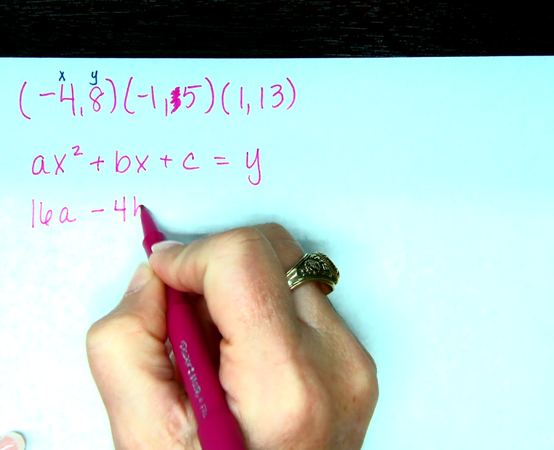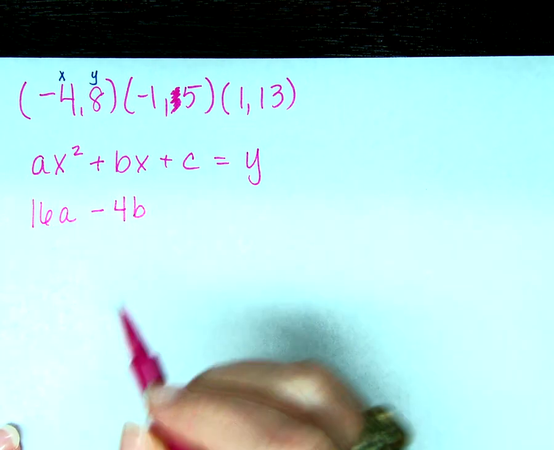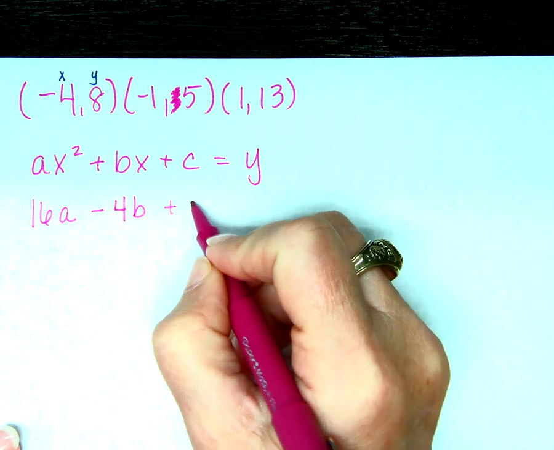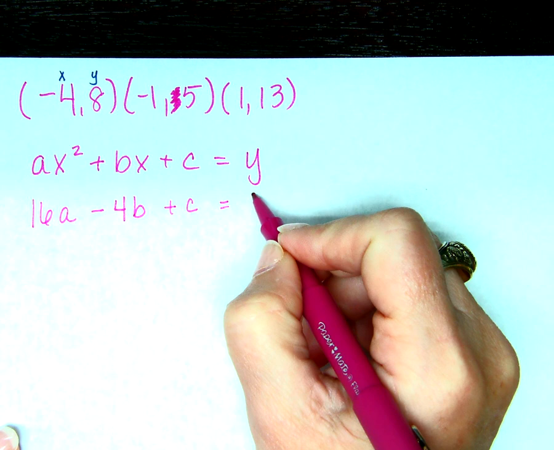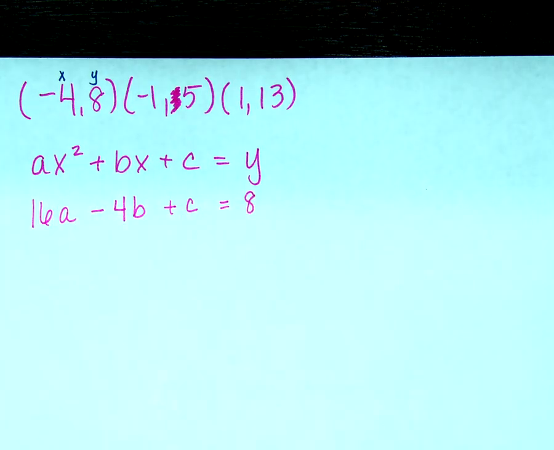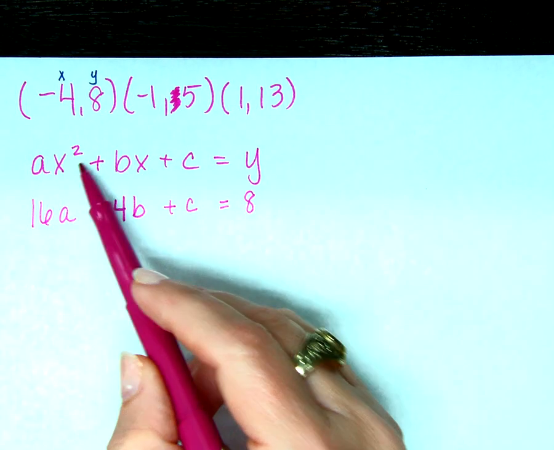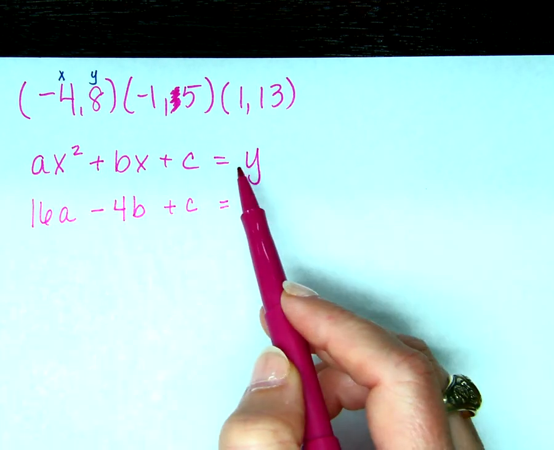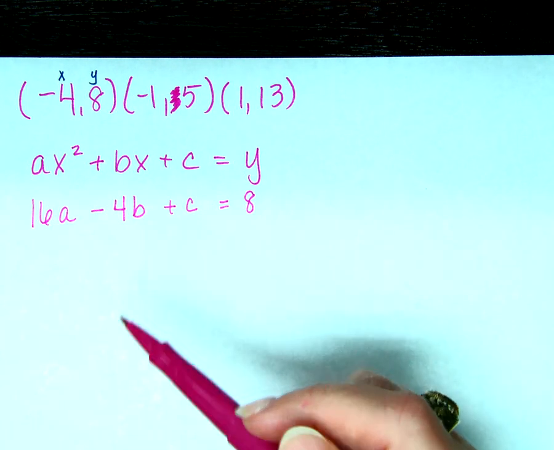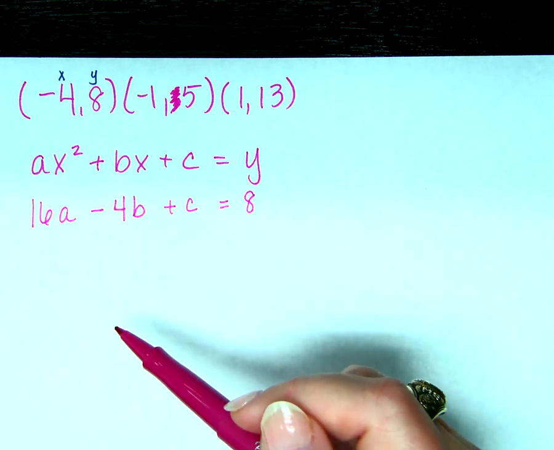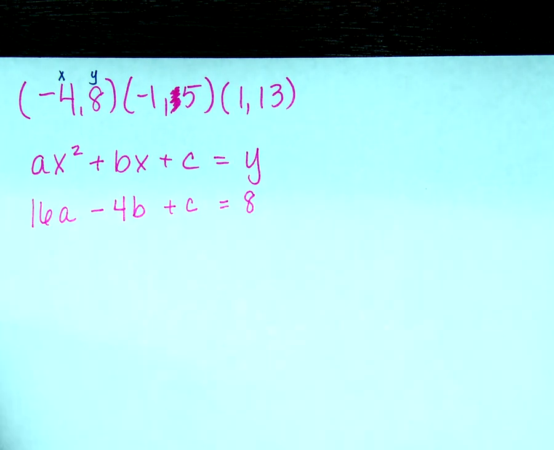Minus 4b plus c equals 8. Does that help me at all? It helps me a little bit because before I had 6 variables, now I just have 3, right? What else am I given?